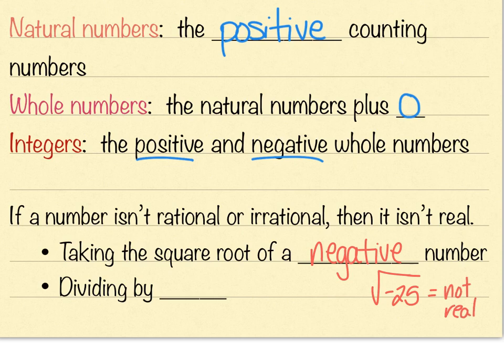And we mentioned that. And also dividing by 0, right? That's also going to give you, we say it's undefined, right? You can't divide a number by 0. So that's another thing that would give you a number that doesn't exist.